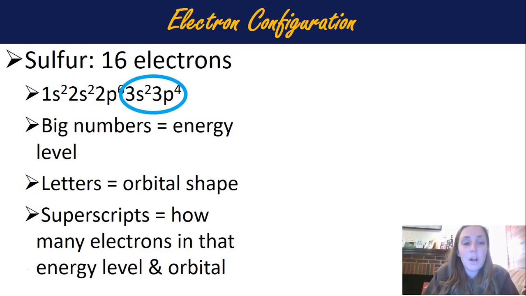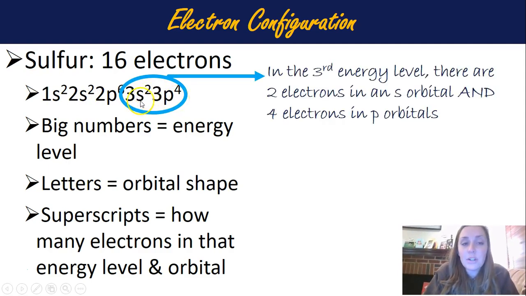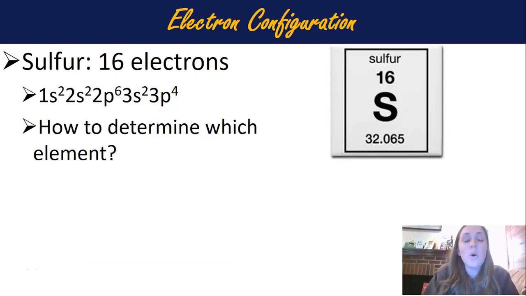And then this part is saying that in the third energy level, I've got electrons in an s orbital and a p, and I've got 2 of those electrons in s and 4 in p. Okay, so what if you didn't know that this was sulfur? We already did this example, so that's the way you know it's true. So what if I had just given you this electron configuration?